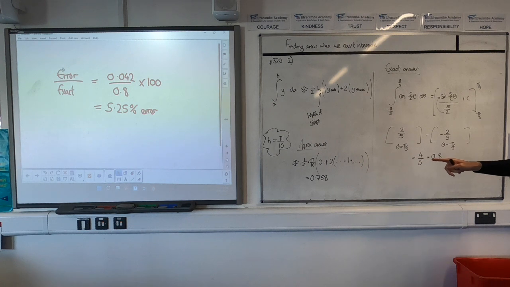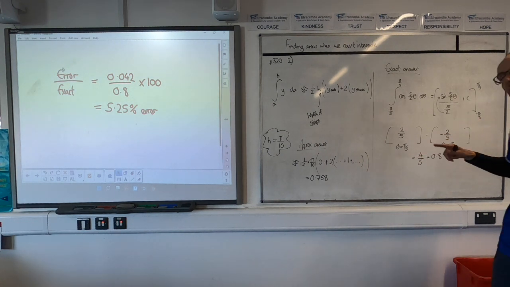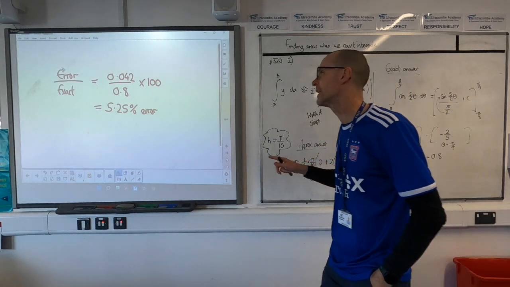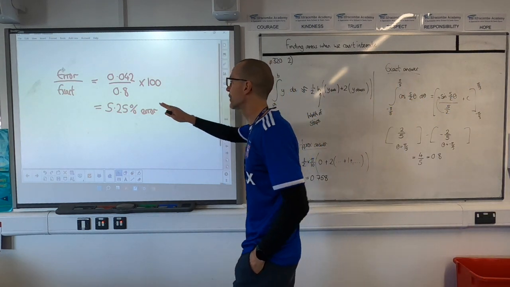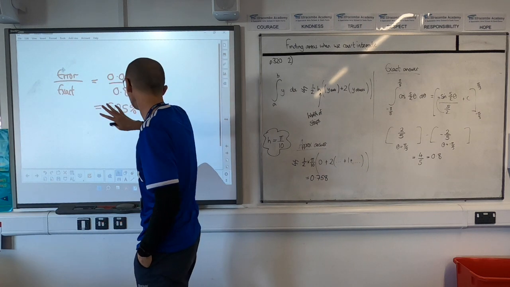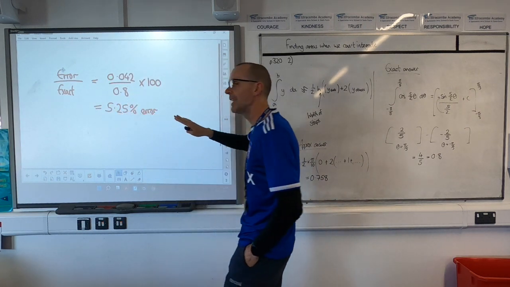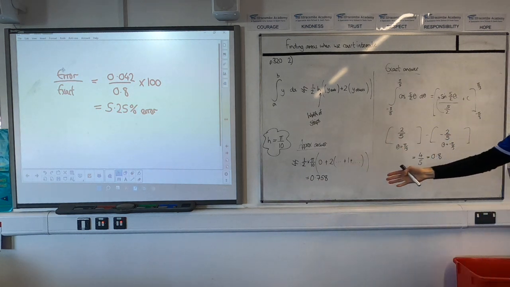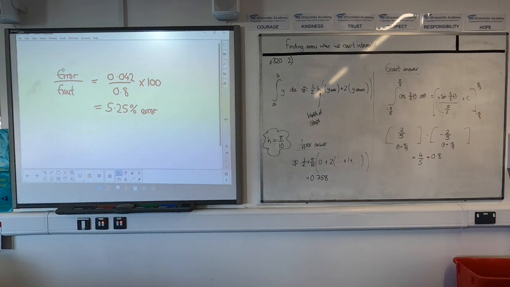And in this case, it's an underestimate, but the process would be the same if it was an overestimate. We would say, right, let's work out just the difference. So we wouldn't make that positive or negative. We just say this is the error. In this case, it's an underestimate, so it's 5.25% too low, but we don't say minus 5.25. We just say 5.25.